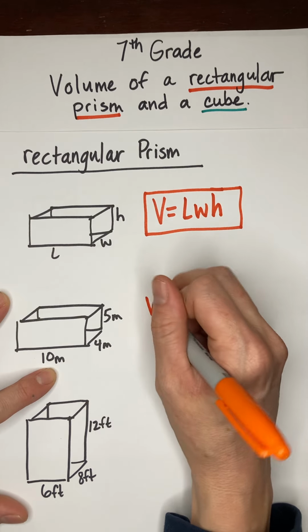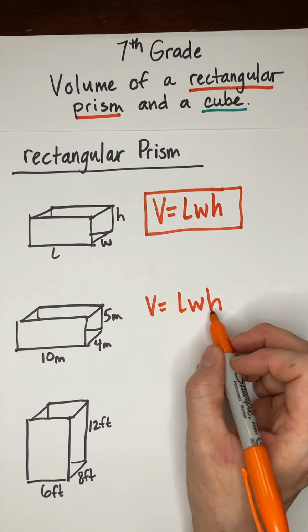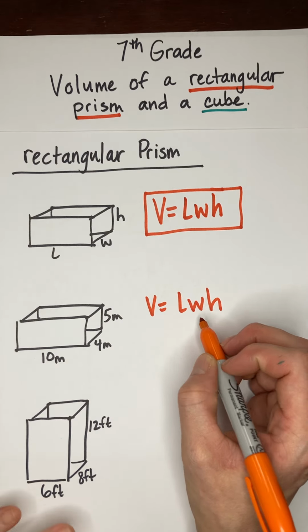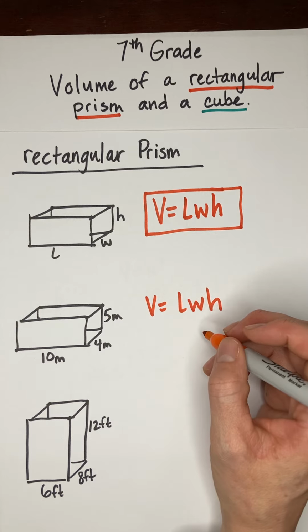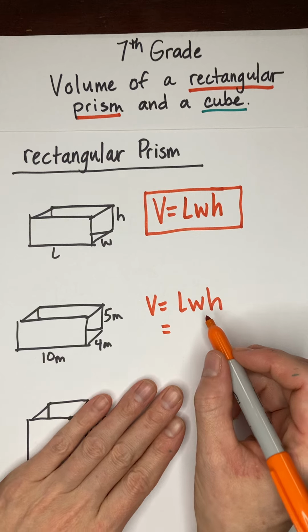So let's do it here. Volume equals length times width times height. And remember that these variables, when they're side by side, it means multiply. Okay, we don't have to have a dot or an X in between them. So let's plug in length. Well, I'm going fast here.